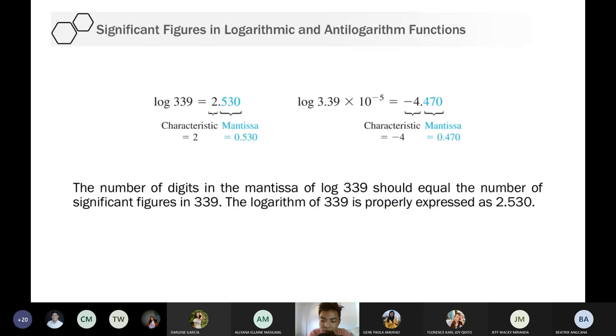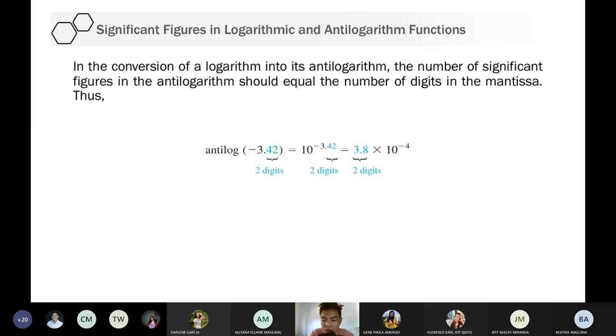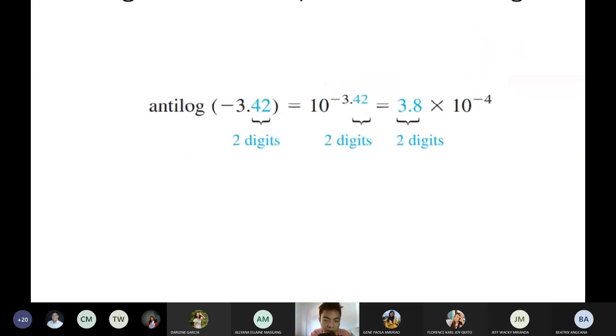What if you have anti-log, the anti-logarithmic functions? Anti-logarithmic functions are the inverse of your logarithmic function. Okay, so they are the inverse functions. You know in mathematics there are inverse functions. If you inverse x, then you will get y. If you inverse your tangent, you will get cotangent. If you inverse your sine, you get cosecant. If you inverse your cosine, you will get secant, diba?